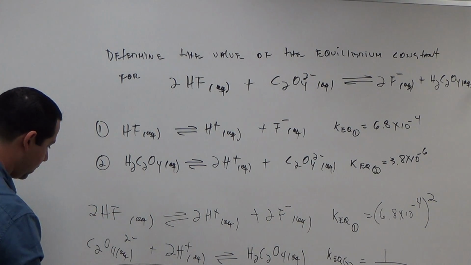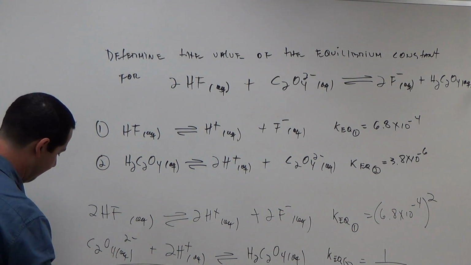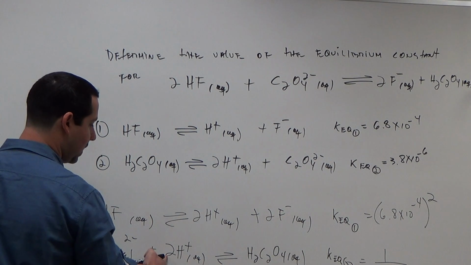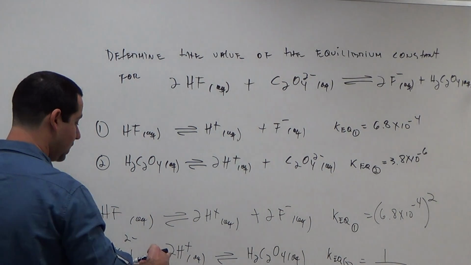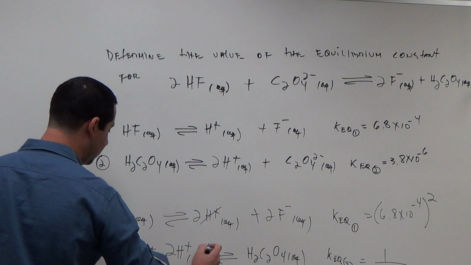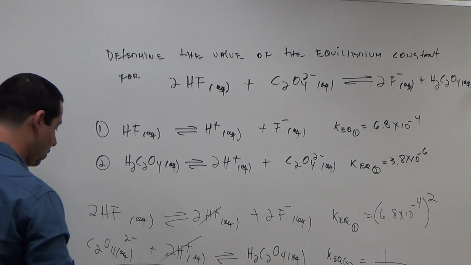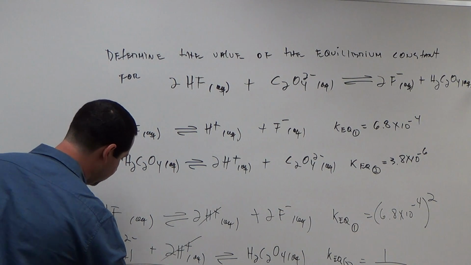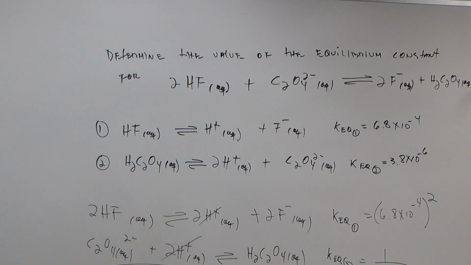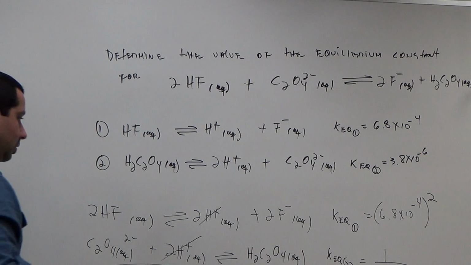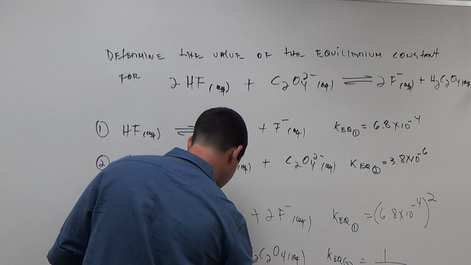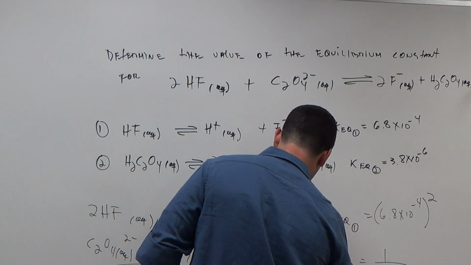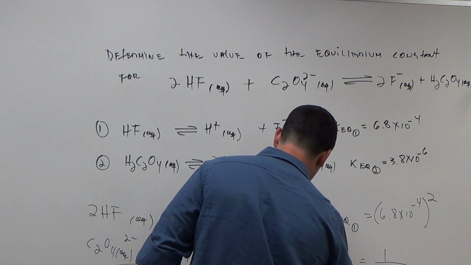So, 2HF, yes. And this is when I double check. 2HF. 2H plus, does it cancel out with any 2H plus? Yes. It is a reactant here and a product on another side. So that cancels out. So 2HF plus C2O4 2 minus will give you 2F minus plus H2C2O4.